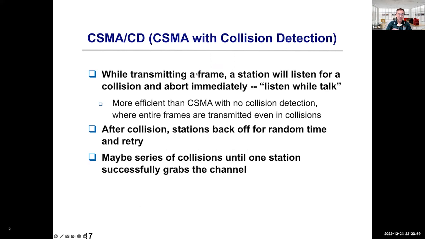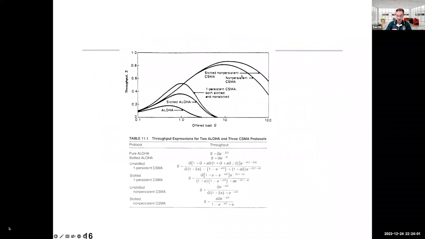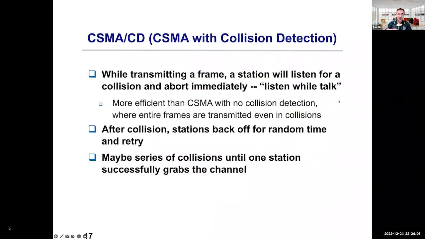While the transmitter station will listen. Why is it going over there? Okay. So the station will listen for the collision, and it listens immediately while you're talking. Like in a classroom, you have to listen. You say, no one else is talking, then you can talk, right?